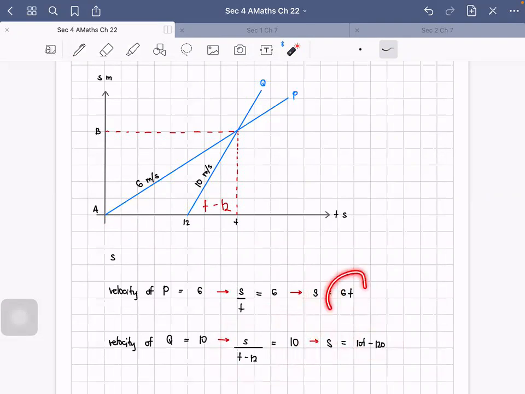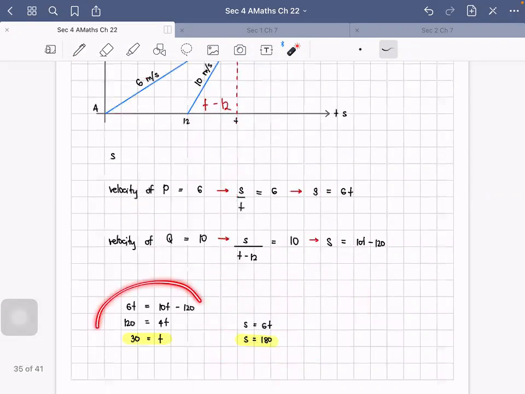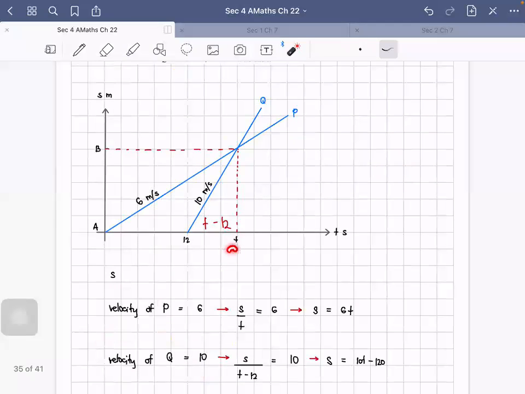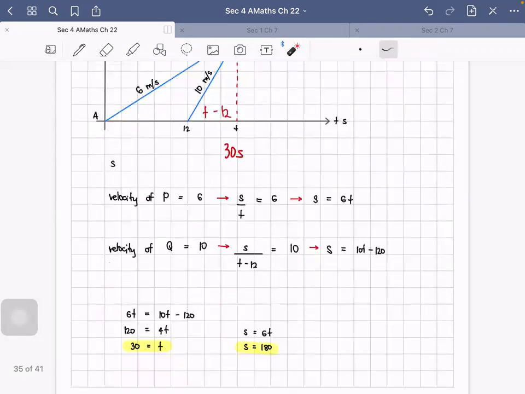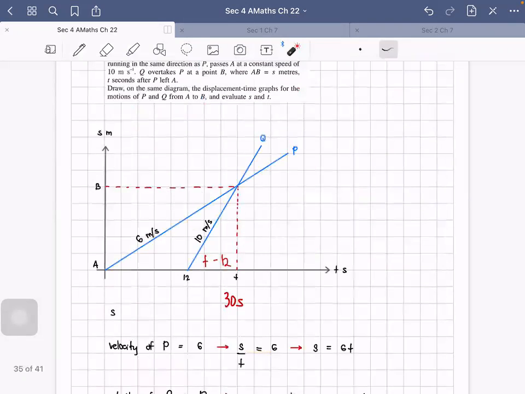So solving for T, if these two are equal, T here is 30 seconds. Okay, so that's 30 seconds. And then to solve for S, you just choose one. So you can choose this: 6 times 30, so your answer is 180 meters.